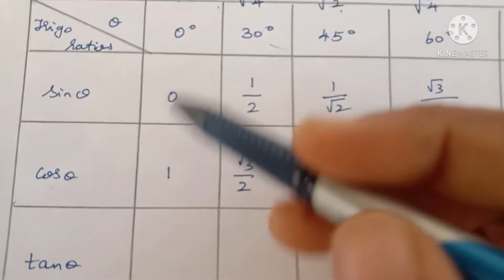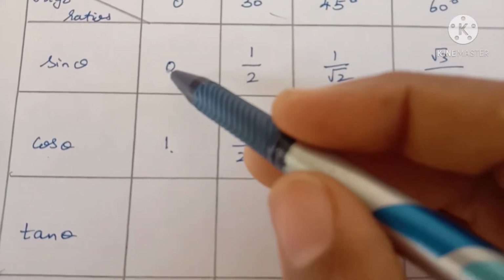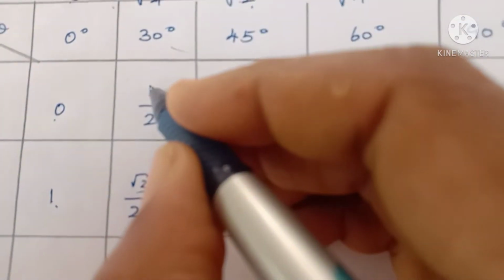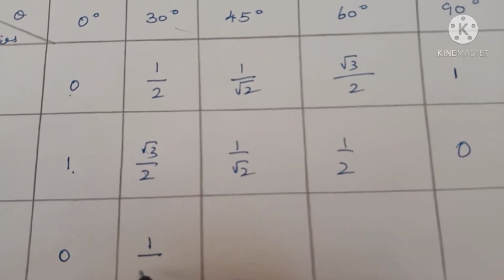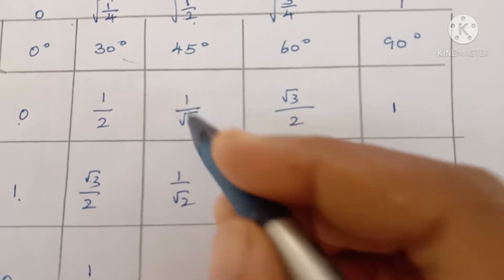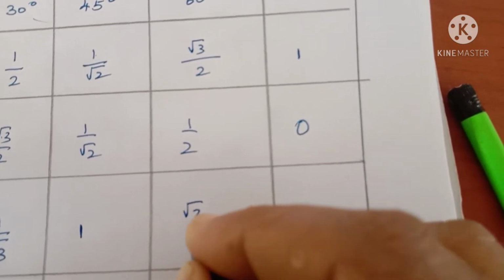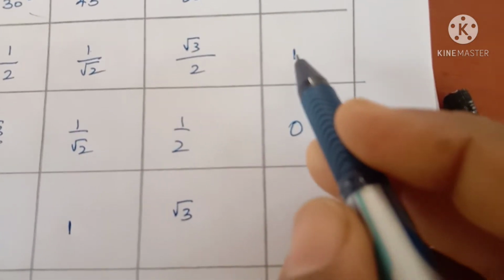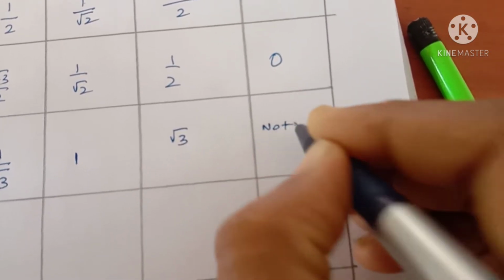Then tan theta means numerator of the sin theta by numerator of the cos theta, you have to write it out. So numerator of sin theta is 0, 0 by 1 is 0. And here numerator of 1 by 2 is 1 and numerator of root 3 by 2 is root 3. And numerator is 1, here also 1, so 1 by 1 is 1. And root 3 by 1 is root 3. And 1 by 0, 1 by 0 means not defined.